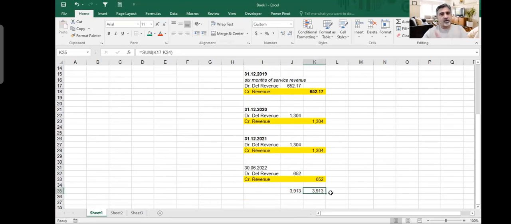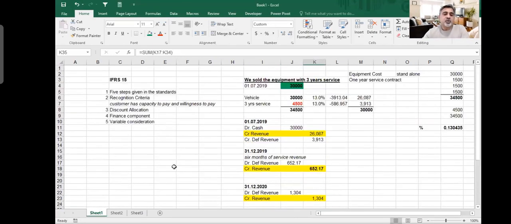That's how you recorded all of your service revenue. So we learned here the period-based recognition and the discount allocation. You should remember that for the discount, you first find out your discount percentage, and then you apply the same percentage to your individual performance obligations, and you find out the discounted price of each performance obligation.